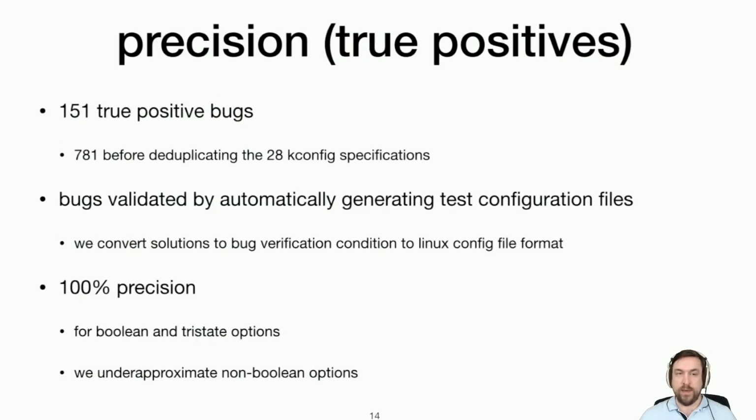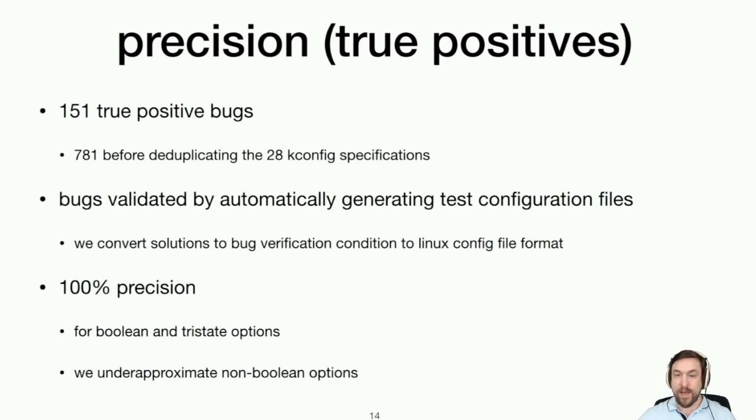We first evaluate our tooling for precision, and we find 151 true positive bugs. There's 781 before we deduplicate across these shared Kconfig specifications. And we've actually validated that all of these alarms were true positives by generating tests and actually trying to build that kernel and finding that, yes, Kconfig detects this as an unmet dependency.